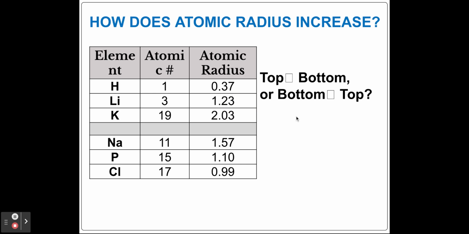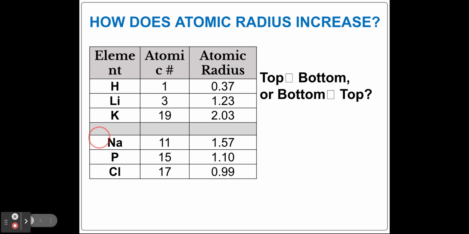Then the question is, how does the atomic radius increase? Is it increasing from top to bottom, or from bottom to top? As you can see, hydrogen is on top, lithium is the second one, and potassium is the fourth one. So as we go down a group, you'll notice that the atomic radius increases. The answer is that atomic radius increases going down a group, and this is true for any of the groups that we look at.